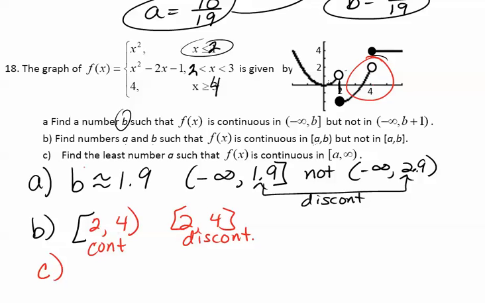All right, and C, find the least number a such that f of x is continuous from a to infinity. Well, I guess we're looking at this horizontal section of the graph. So I think that we could start at 4 and go all the way to infinity. So I think that is the smallest value we could pick. And that should do it.